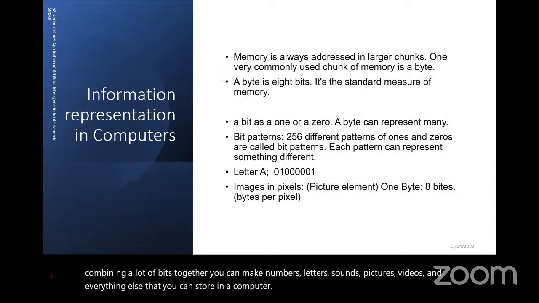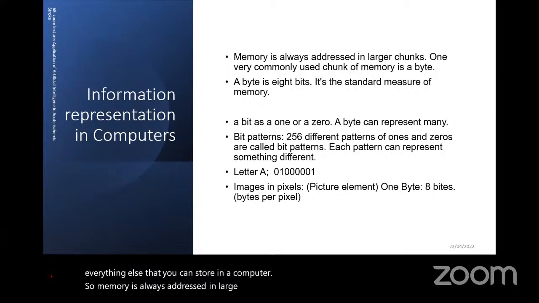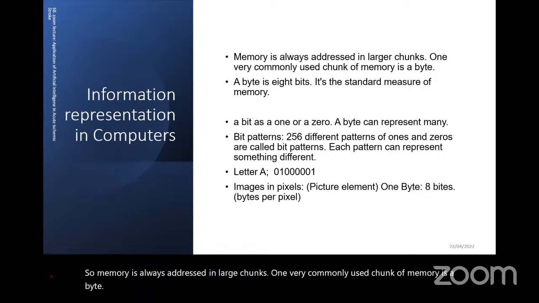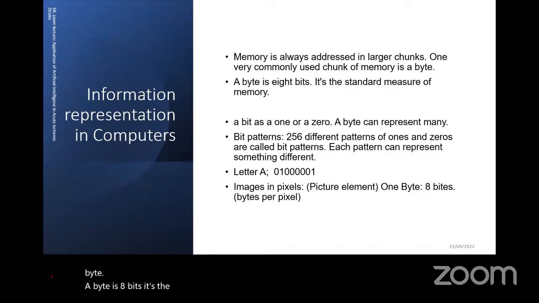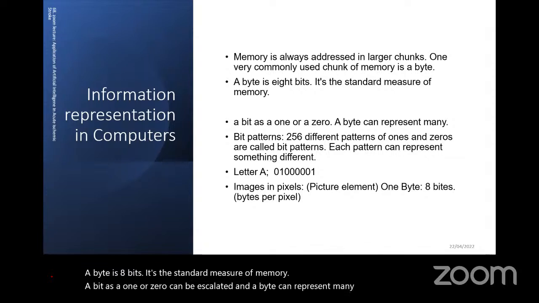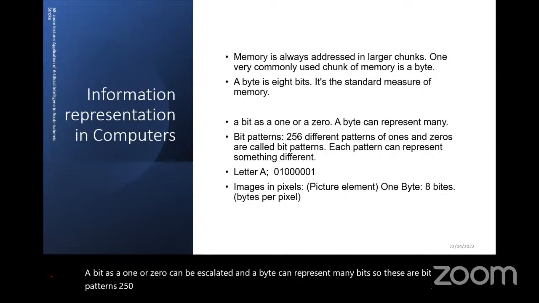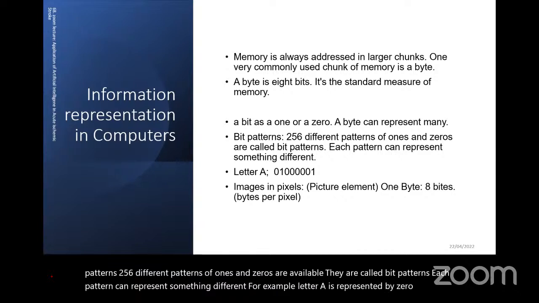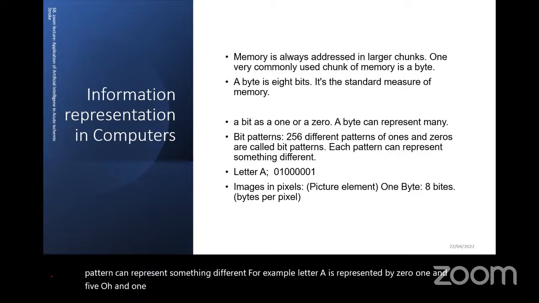Memory is always addressed in large chunks. One very commonly used chunk of memory is a byte. A byte is 8 bits. It's the standard measure of memory. A bit can be stated as a 1 or 0, and a byte can represent many bits. These are bit patterns. 256 different patterns of ones and zeros are available, and each pattern can represent something different. For example, the letter A is represented by 0, 1, then five zeros, and 1. Similarly, images are stored as pixels, the picture element, and the number of bytes varies per pixel.